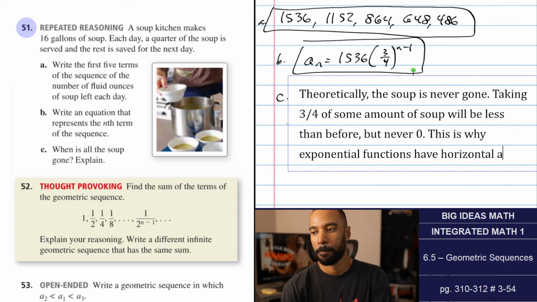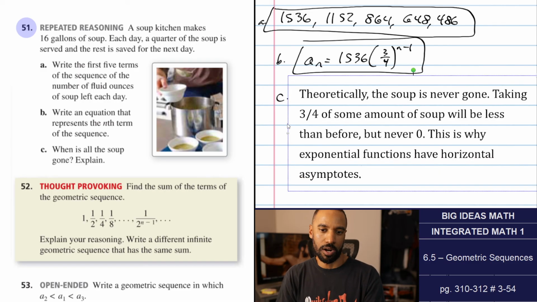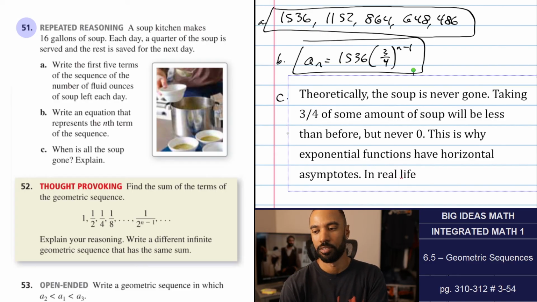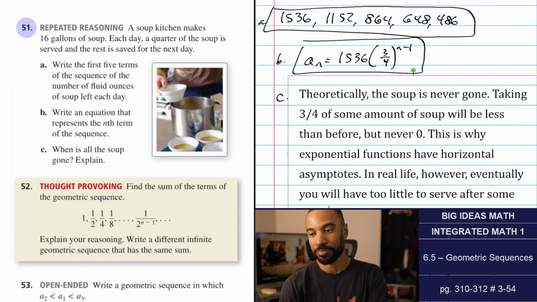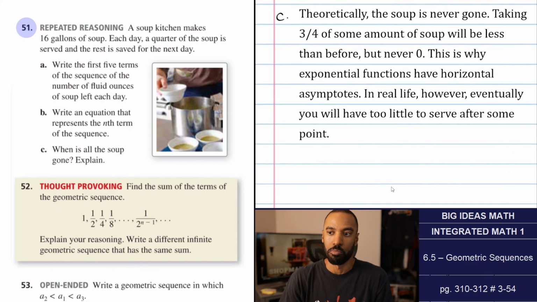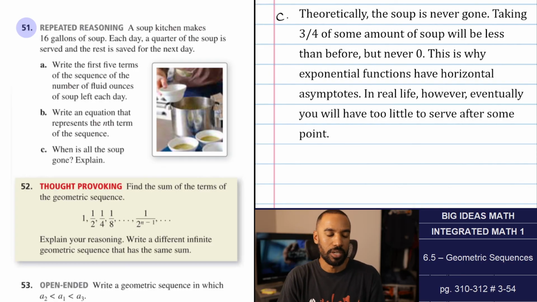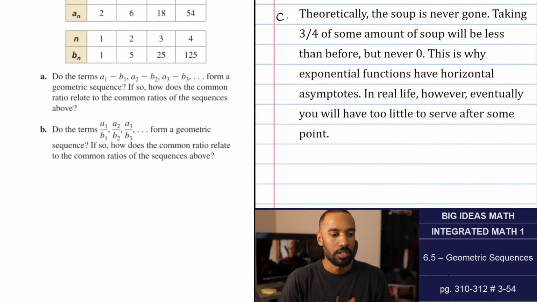Now, maybe you start to say, oh, when are you less than 1 fluid ounce or whatever? In real life, however, eventually you will have too little to serve after some point. Now, when is that? You have to do it with a number that's more than 0 to find it out. You can set it equal to 1 and figure it out, but you can't do it with 0. Mathematically and exponentially. All right. Just a few more problems here.